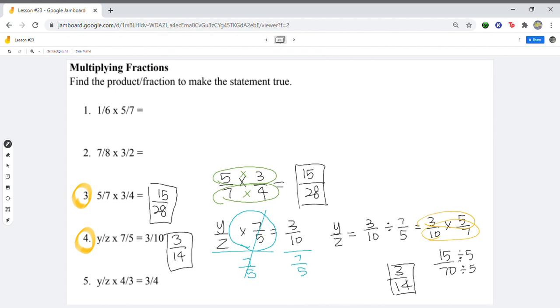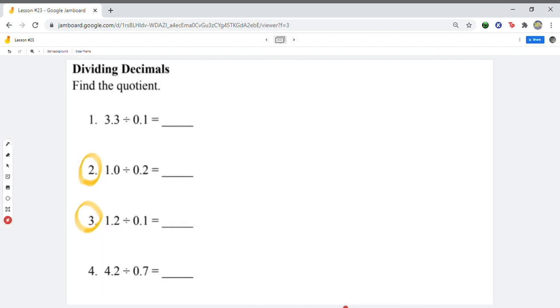Now for the next section we're going to go over is dividing decimals, and we're going to find the quotient. So we're going to do number 2 and number 3 over here. So I'm going to write 1.0 divided by 0.2. The numerator goes inside this division symbol over here, 1.0, and the denominator goes outside here.